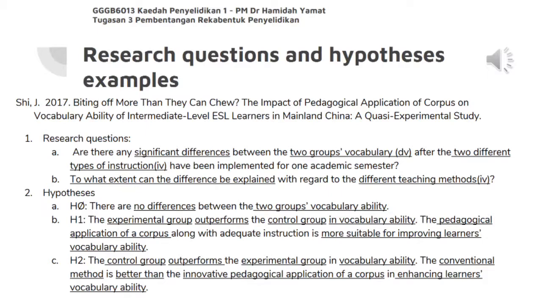Next, three hypotheses have been written in correspondence to the first research question, 1A. So a null hypothesis is written to show that there is no difference between the two groups' vocabulary ability. 2B and 2C refer to alternative hypotheses. H1 is a prediction where the treatment group will have better vocabulary ability. H2 refers to the control group having better vocabulary ability.